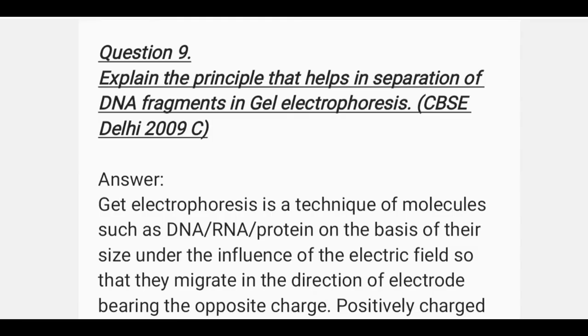Question 9. Explain the principle that helps in separation of DNA fragments in gel electrophoresis. Again, it is asked in CBSE 2009.